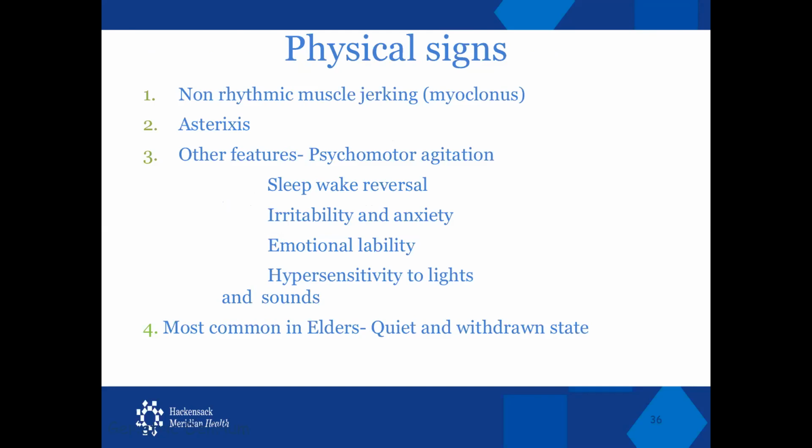You see that quite often, and once you start looking for it, you will see how often you see myoclonic jerks in your patient with delirium, in both hypoactive and hyperactive delirium. So it's a good tool to remind you if you haven't thought about delirium in that patient. If you start seeing myoclonus, you are dealing with delirium. Asterixis, we're all aware of in our hepatic encephalopathy patients. Some of the other factors are psychomotor agitation, sleep-wake reversal, emotional lability, and hypersensitivity to light and sounds.